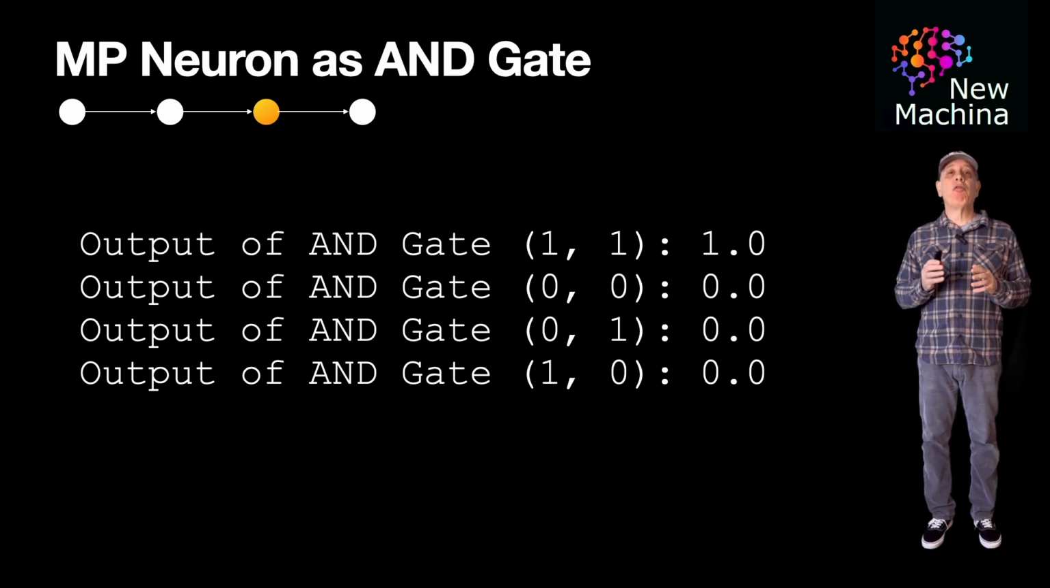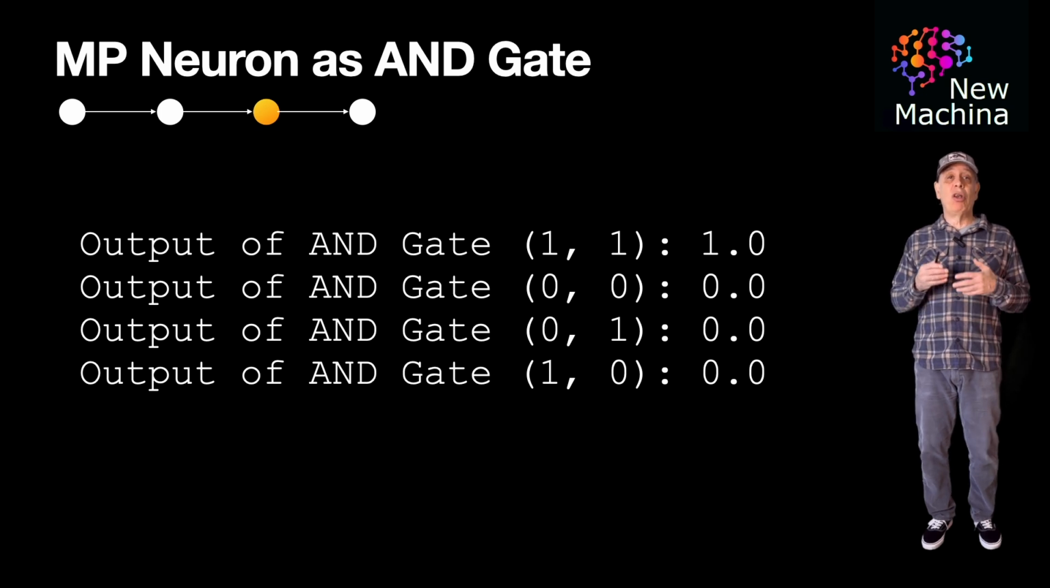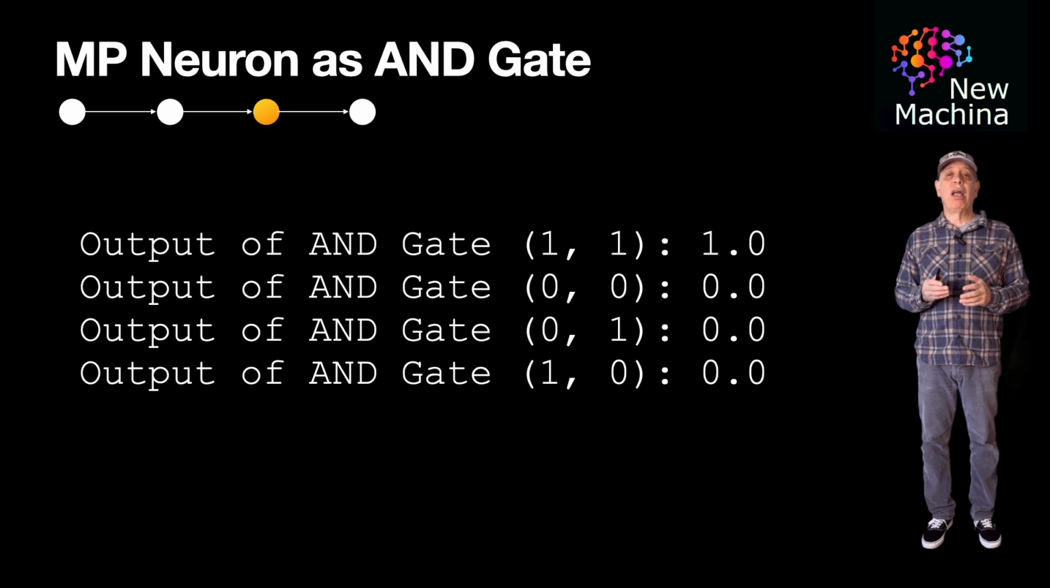Okay, feel free to download this Python code. The GitHub URL is in the YouTube description, and you can see how easy it is to implement an AND gate with an MP Neuron using PyTorch. If you look at the GitHub project, I also included an example of an MP Neuron implementing an OR gate as well as a NOT gate.